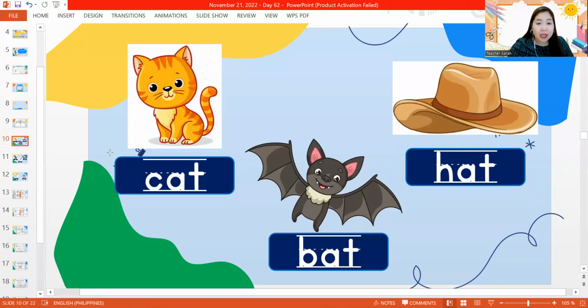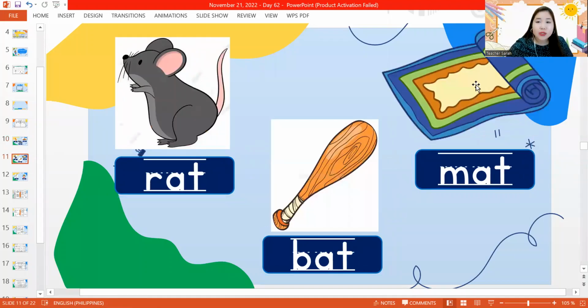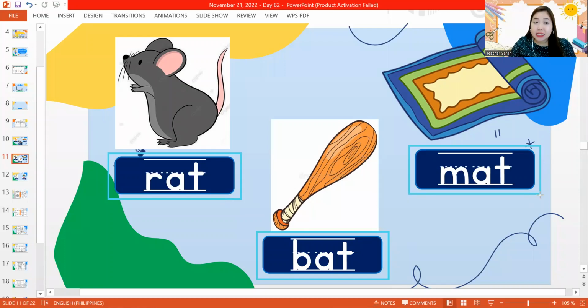So let's review again. We have cat, bat, and hat. Very good. Next one, we have r, at. It is a rat. Very good. This one, b, at. This is a bat. But this time, this is a baseball bat. It's an object. It's still the word bat, but it's a different picture. Okay? Next one, we have m, at. This is mat. Very good.